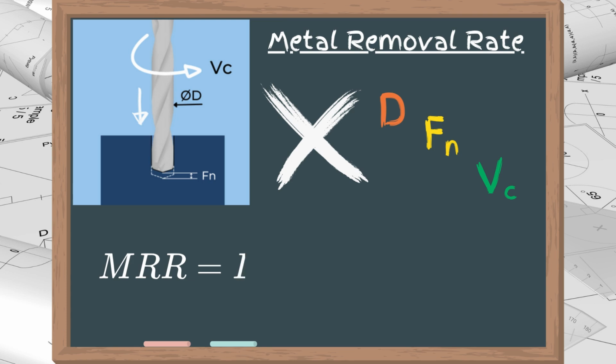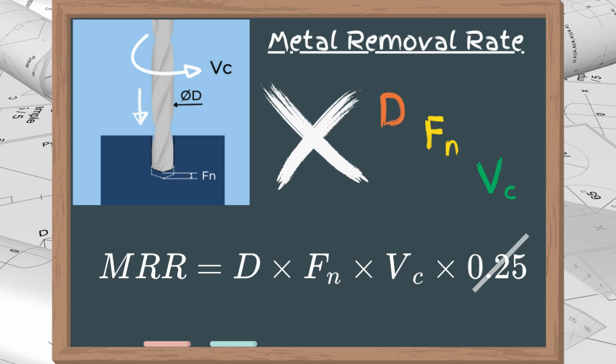The formula for metric units is VC times D times F times 0.25. In imperial units, 0.25 is swapped by 3.